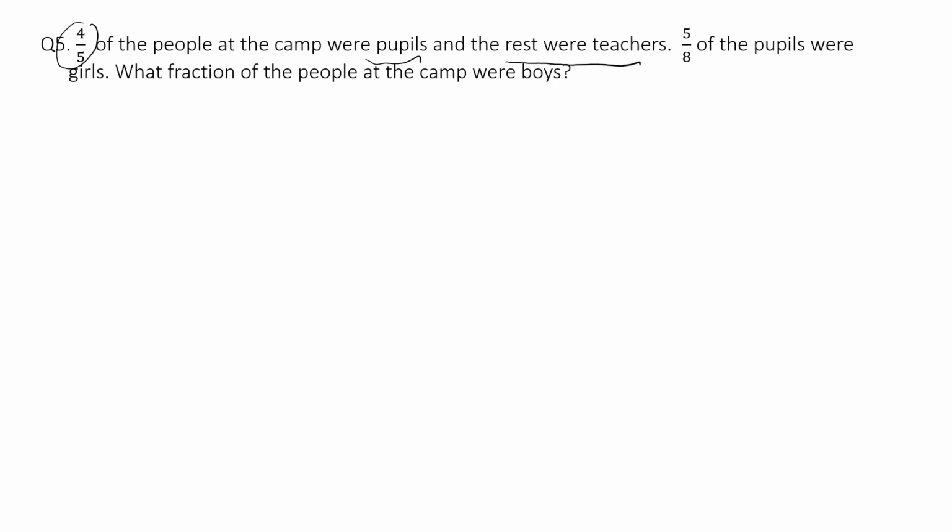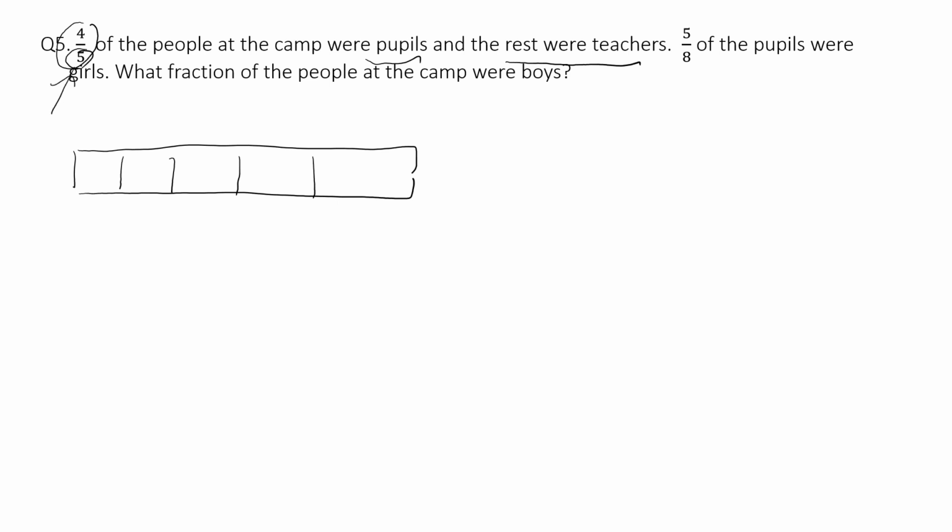So what I'll do is, I will draw a bar and divide into 5 equal pieces. 1, 2, 3, 4, and 5. Total 5 equal pieces because the denominator shows a number of 5. Okay? And out of the 5, 4 were pupils. So I'll indicate with an arrow here, saying that these are for the pupils. And they say that the rest were teachers, meaning to say these are for the teachers.